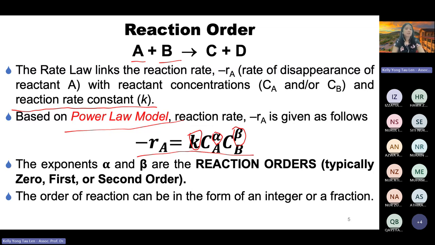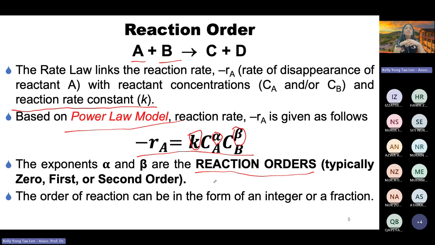Okay, then the next one, you see there is a power alpha, power beta. Okay, so this is power, right. Alpha and beta is what we call reaction order, or in Bahasa Melayu, we call it tertib tindak balas. But I think reaction order is easier for you to understand. So the power alpha, the power beta, alpha refers to the power of the concentration of A, beta refers to the power of the concentration of B, and both of these are what we call reaction order.